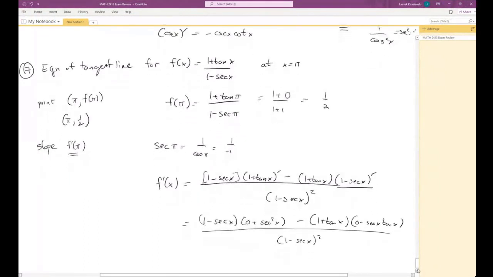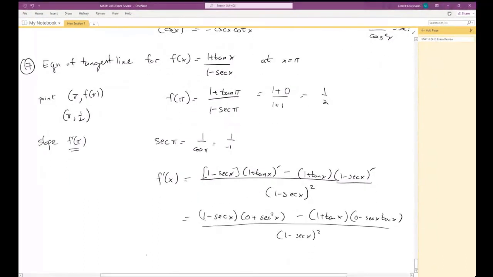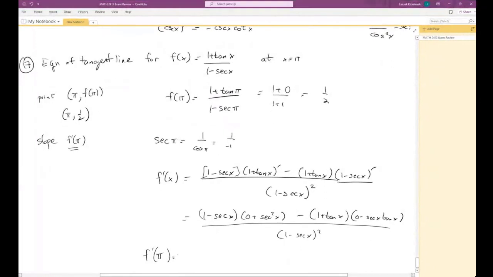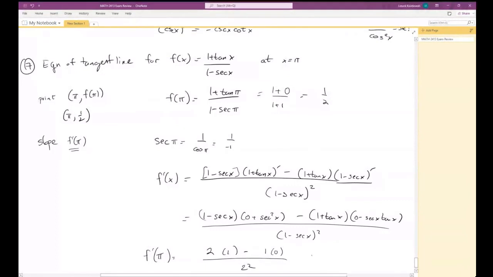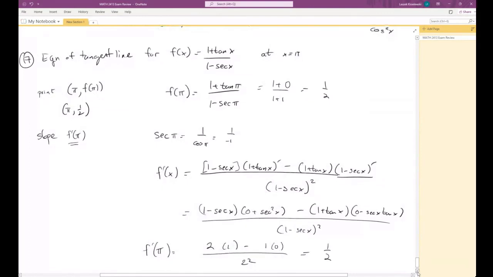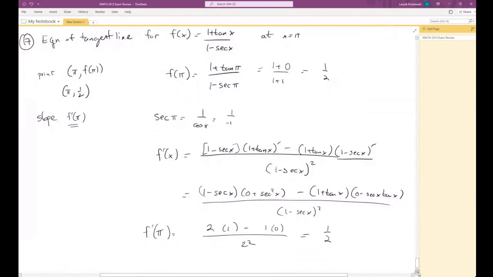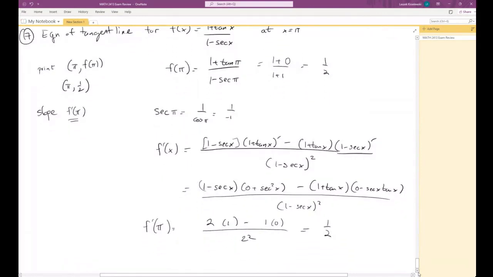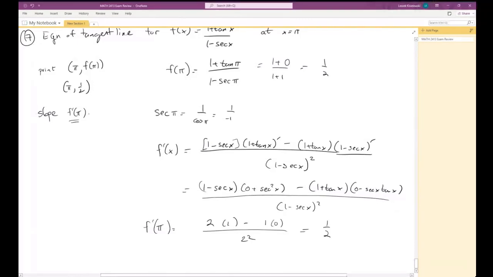Okay, and then we evaluate this specifically at pi. So again, you know your unit circle. You get 2, 1, 1. You get 2 squared. Okay, I'm going to trust that you can figure out how to evaluate that. So the slope is 1/2.